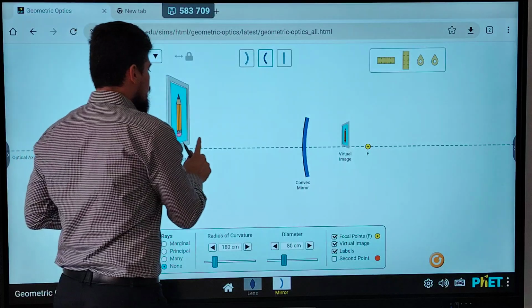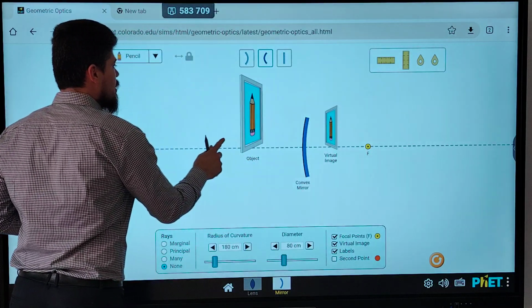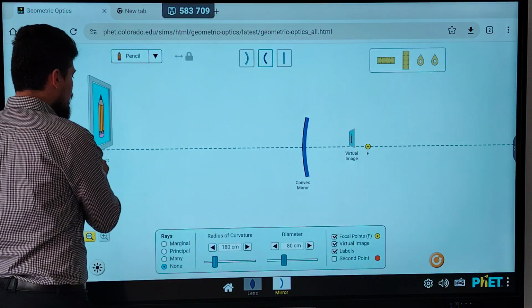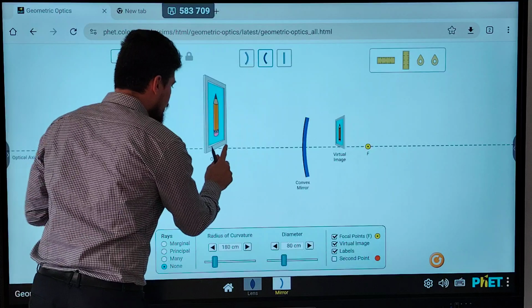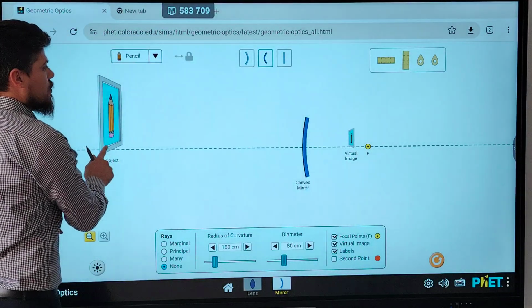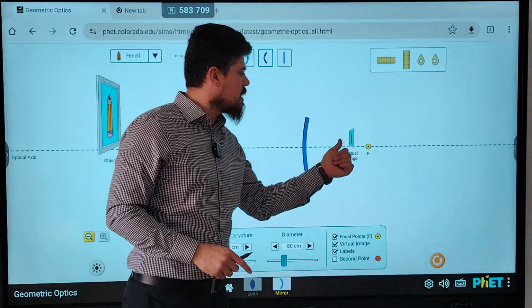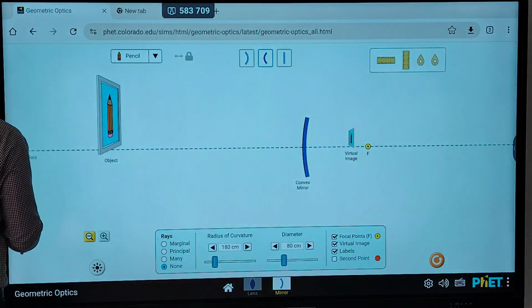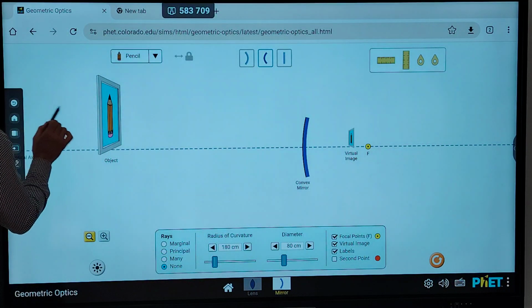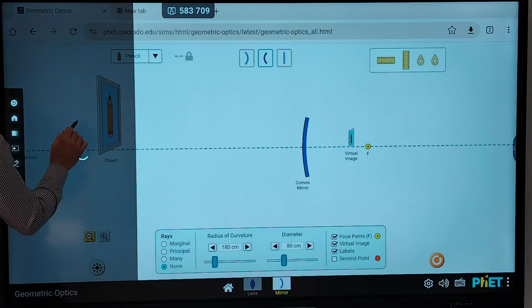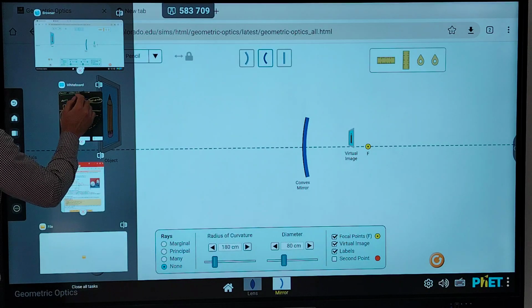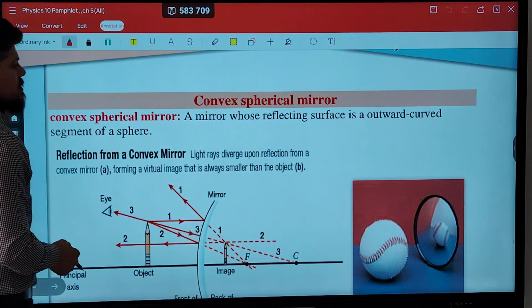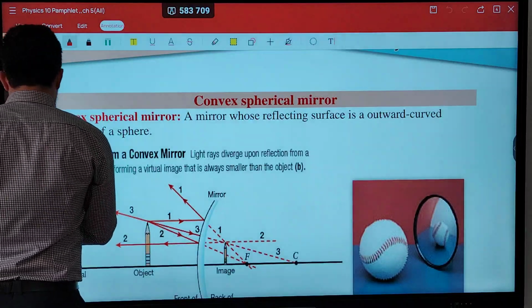It doesn't matter whether the object is near the mirror or away from the mirror. At any point on the principal axis, there will be only one image, and the image always has constant properties. So the properties of the image created by a convex spherical mirror: the image is always virtual, smaller, and upright.